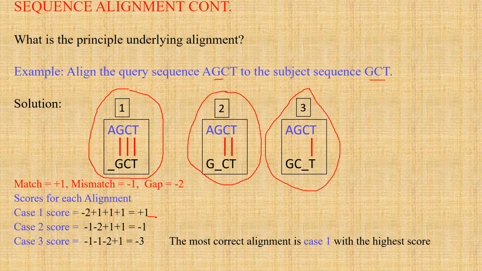When you look at all these three cases, you see that the one with the highest score is case 1. So the most correct alignment is case 1 with the highest score. The alignment that the computer will give you will be the one with the highest score. If you look at it, you will agree with the computer that it is right, because here it actually has 3 matches. So this one is more likely than this one that has just 2 matches, and then this one that has just a single match.